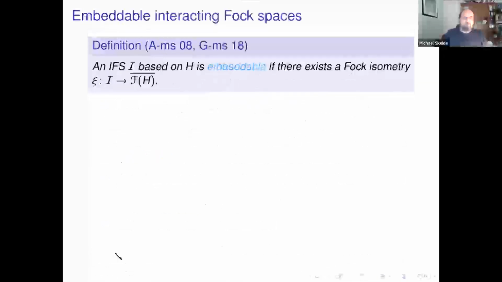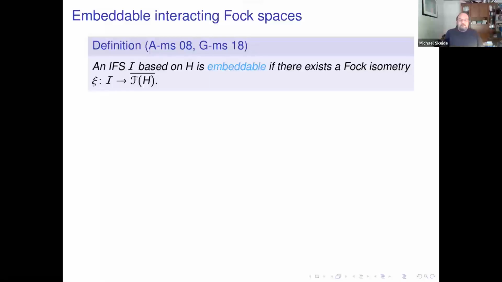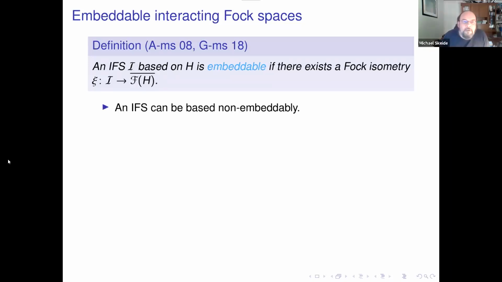Now, a property we are definitely interested in is that our interacting Fock space based on H be embeddable. By embeddable, we mean that there is an isometry from the interacting Fock space into the full Fock space, but not the algebraic full Fock space, rather its completion. That's important. To have some functional analysis here.